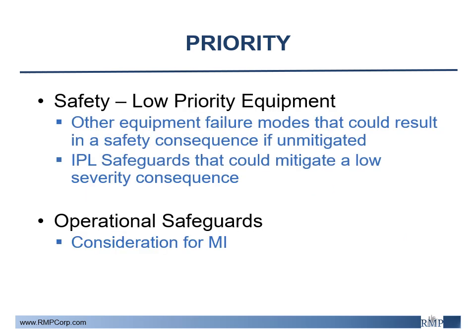Not to be forgotten are low priority safety equipment. This would be applicable for other equipment failure modes that could result in a safety consequence if unmitigated, and any IPL safeguards that could mitigate a low severity consequence. Additionally, operational safeguards can also be included in the MI program, but that is at the discretion of maintenance.